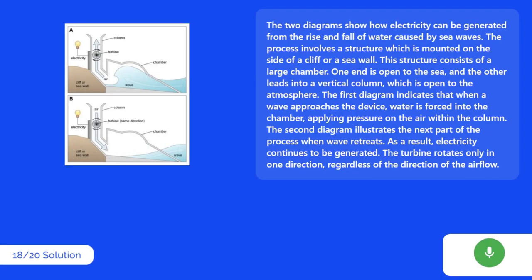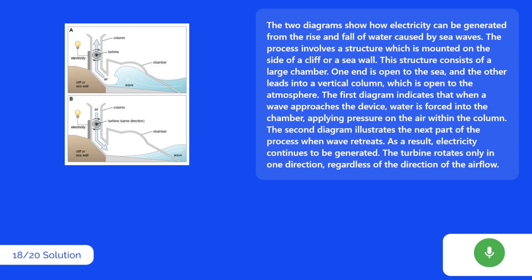The two diagrams show how electricity can be generated from the rise and fall of water caused by sea waves. The process involves a structure which is mounted on the side of a cliff or a sea wall. This structure consists of a large chamber. One end is open to the sea, and the other leads into a vertical column, which is open to the atmosphere.